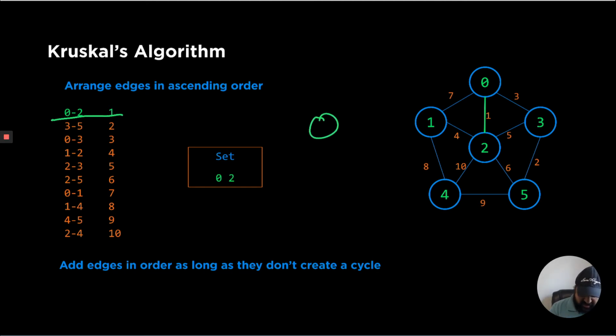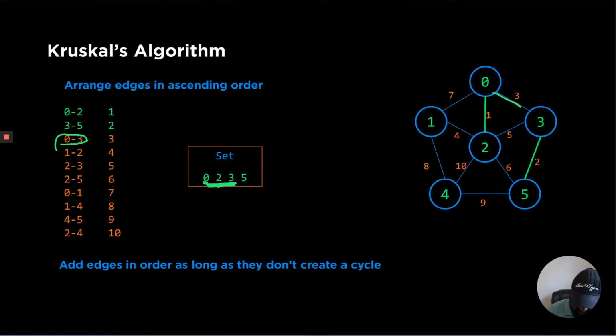So we add 0 2 to this set, because we have 0 and 2. Next, we add 3 5 to the set, because it's not creating a cycle. Now, if we try to add 0 3, since 0 and 3 are already in the set, we are going to ignore this. If we are trying to detect a cycle using this mechanism, since both of them are already in the set, it will say that 0 and 3 are already there and it's going to create a cycle.